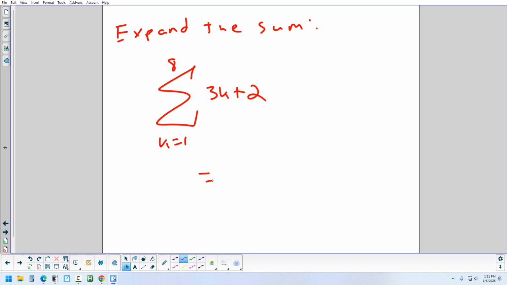How would you get your first term that's telling you to add up? It's 1. So how would you get the actual number that's going to go in that box? Plug 1 in for k. Yep. If you plug in 1 for k, what do you get? 5. 3 plus 2 is 5.